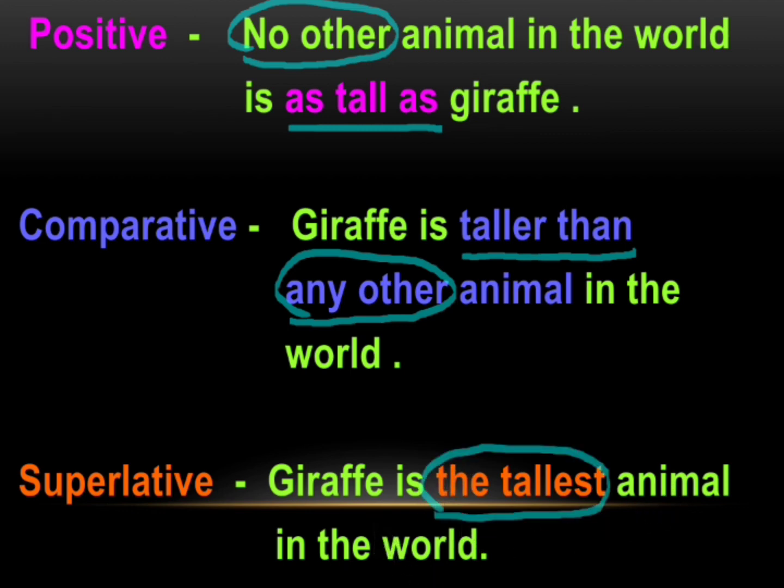One important thing that we have to note in this type 1, that is if the positive degree begins with no other, after no other, the noun that follows will be a singular. You can check with the previous slides also. After no other, the noun that follows will be a singular.